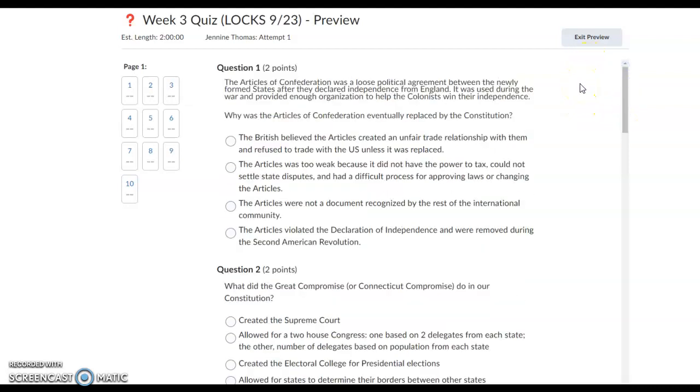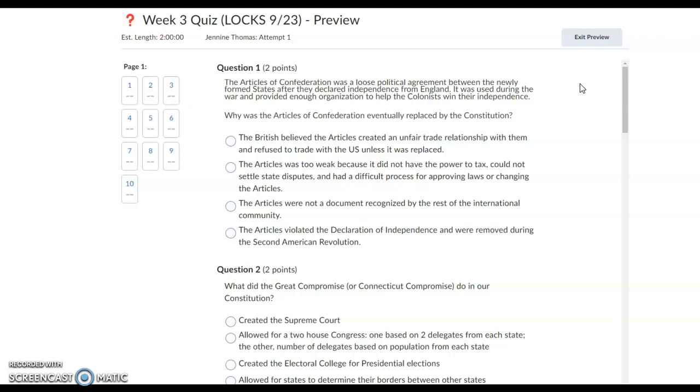Question 1. The Articles of Confederation was a loose political agreement between the newly formed states after they declared independence from England. It was used during the war and provided enough organization to help the colonists win their independence. Why was the Articles of Confederation eventually replaced by the Constitution?